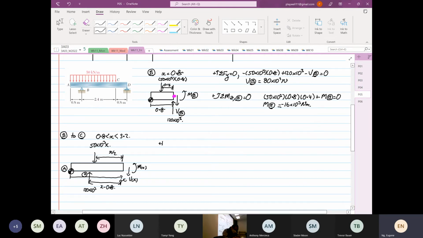Positive is going up. Summation of forces in the y is equal to 0. So this will be equal to 50, then we plus 120 times 10 to the power 3, then we minus V as a function of x is equal to 0. So V as a function of x is equal to minus 50 times 10 to the power 3 plus 120 times 10 to the power 3. So this is our equation number 4.